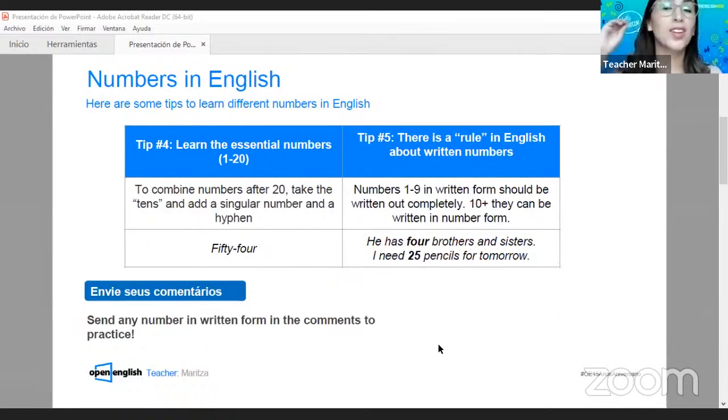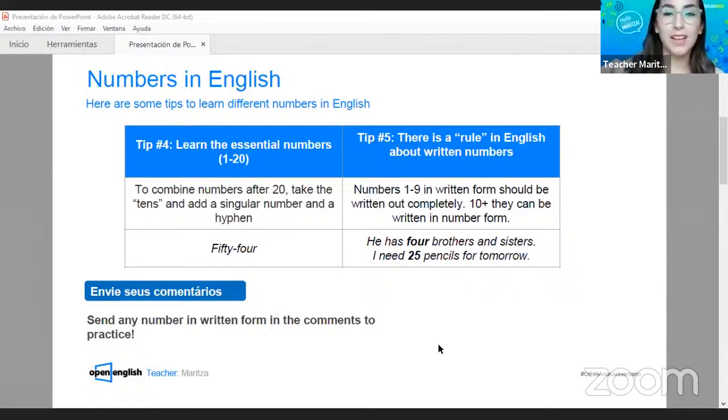All right, tip 4, learn the essential numbers and then combine these essential numbers with tens. So 28, 54, 36. So it starts with a tens number and then a singular number. And don't forget your hyphen if you are writing out the number.